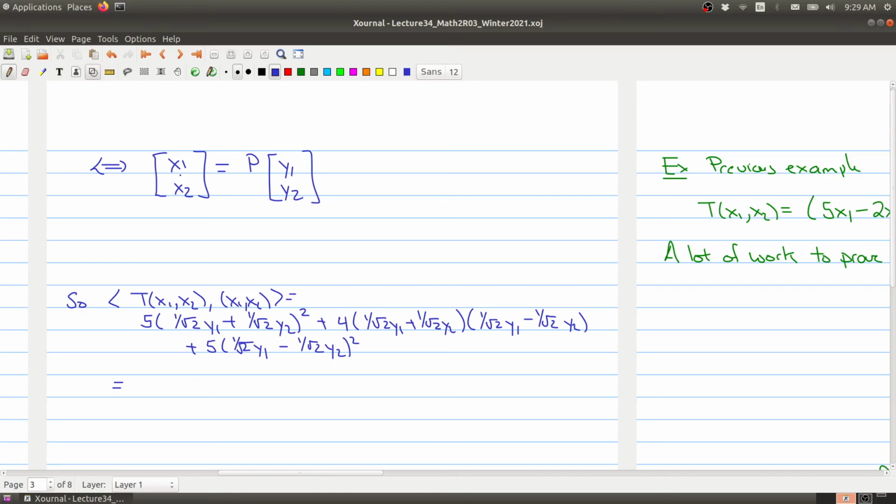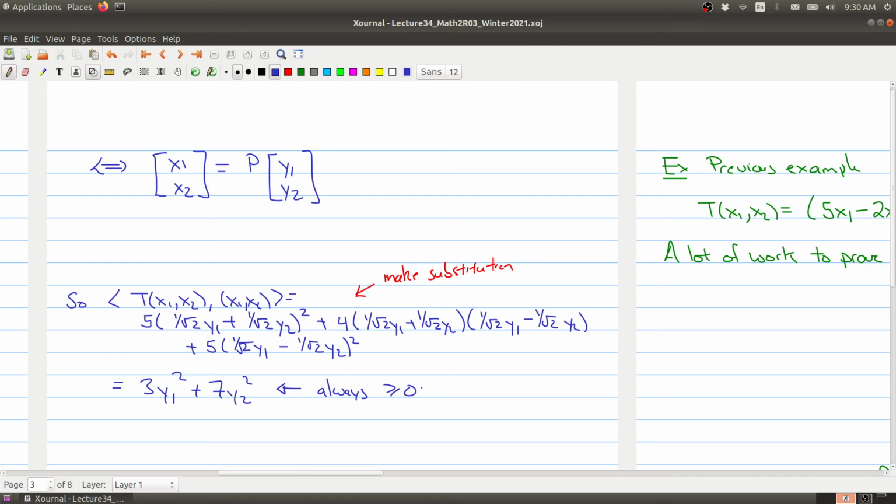Okay, so I make the substitution. I'm writing everything in terms of y's, so I replace x1 and x2 with their corresponding y's. When I plug this all in and simplify, I get 3y1 squared plus 7y2 squared. And you can see that this is always greater than or equal to 0.